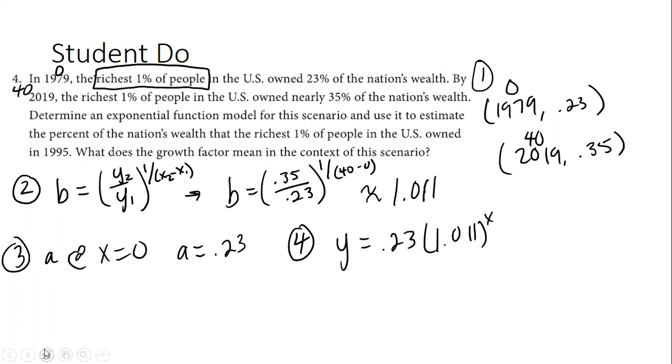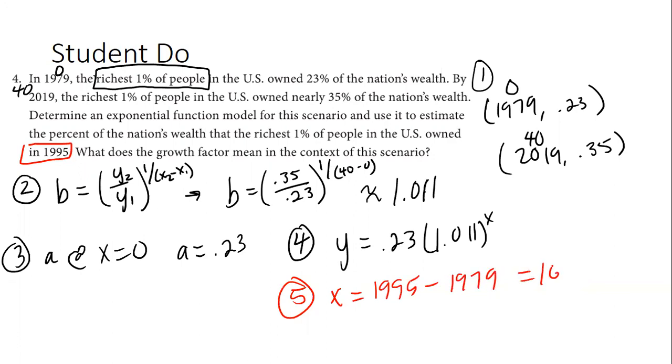Okay. Step 5 is only if there's an additional part they want you to solve. Step 5, it says how many were in 1995. So in order to find the x here that we're looking for, we're going to have to do a little subtraction. So we're going to have to do 1995 minus 1979, which equals 16. So our x value is going to be 16. So I have 23 hundredths times 1 and 11 thousandths to the 16th power.